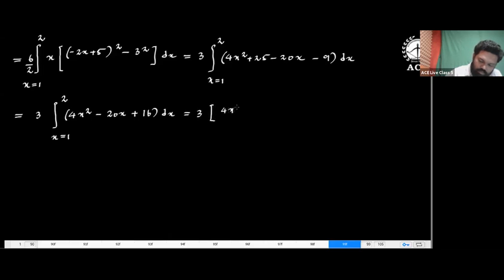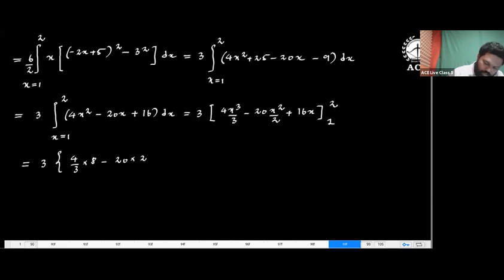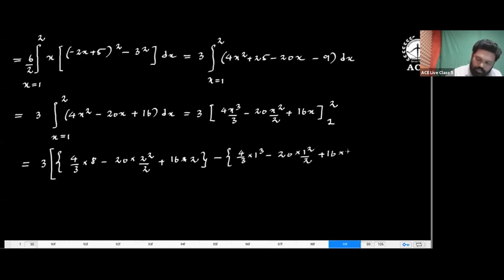3 into 4x cube by 3 minus 20x square by 2 plus 16x. Limits are from 1 to 2. Upper limit minus lower limit. 3 into 4 by 3 into 8 minus 20 into 2 square is 4 by 2, plus 16 into 2, minus 4 by 3 into 1 cube minus 20 into 1 square by 2 plus 16 into 1. So how much is that? Please check.